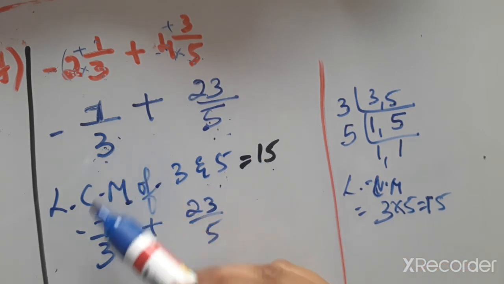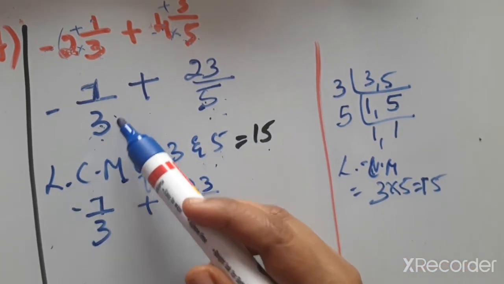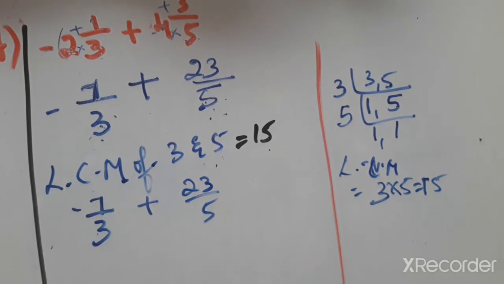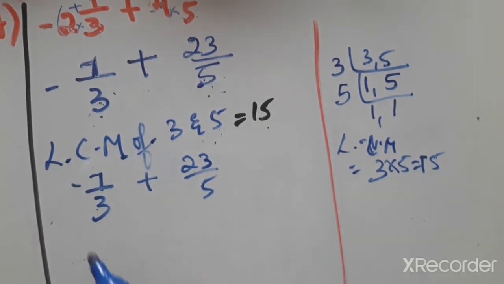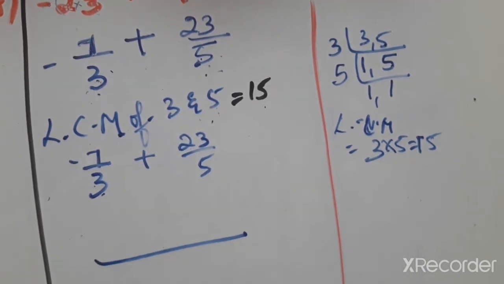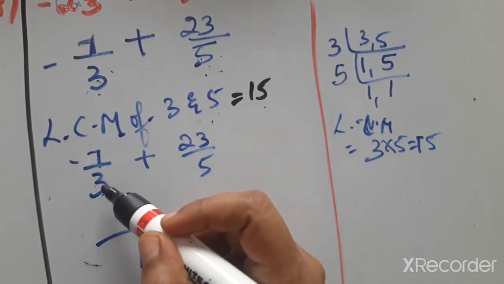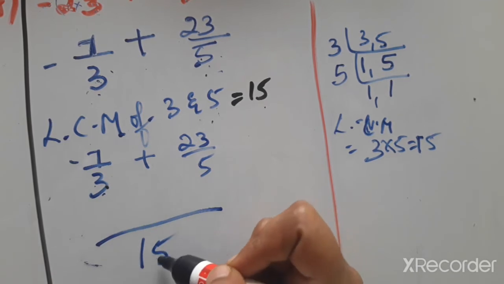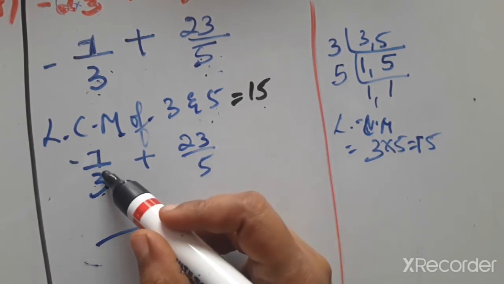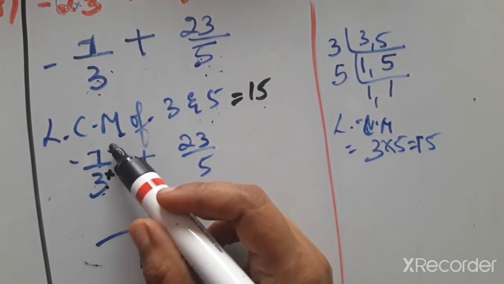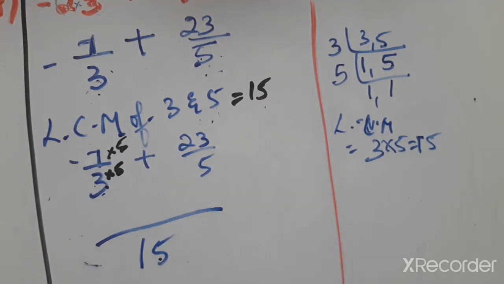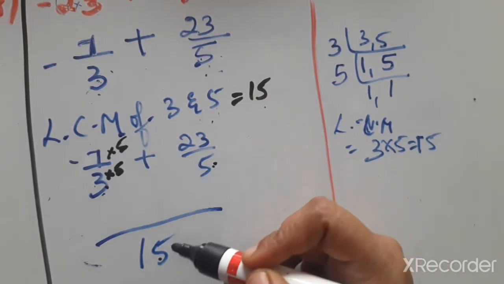Now write the question once again, after simplifying to improper fractions: minus 7 by 3 plus 23 by 5. Find the LCM of the denominators. What is the LCM of the denominators? The LCM of the denominators is 15, that we found. Now equalize the denominators. 3 how much are 15? 3 5s are 15. The same number we have to multiply up. 5 how much are 15?